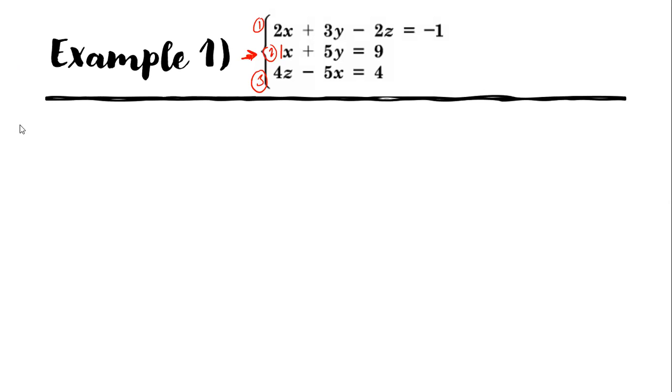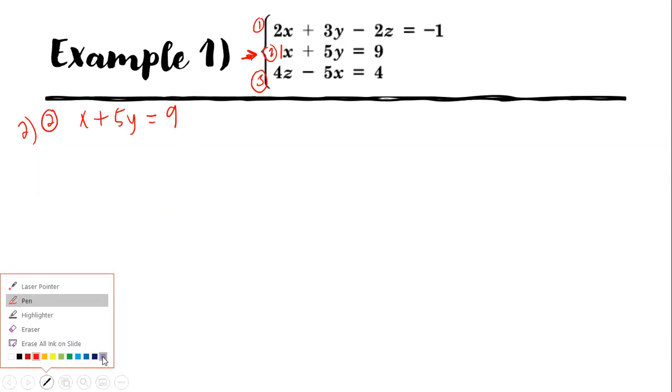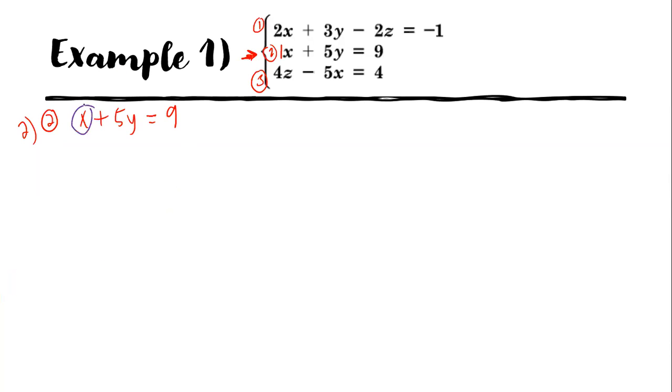Now we're on to step 2, and we're going to use equation 2, with x plus 5y equals 9. We're going to solve for x, so we're going to get x by itself. So in order to get x by itself, we're going to have to subtract 5y from both sides. So now we know that our x equals 9 minus 5y.